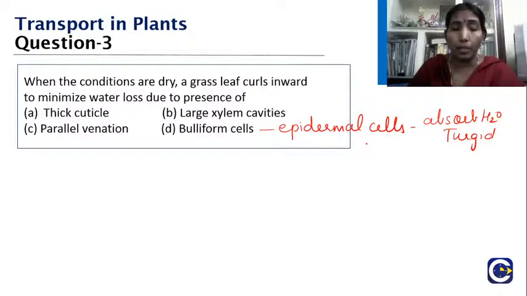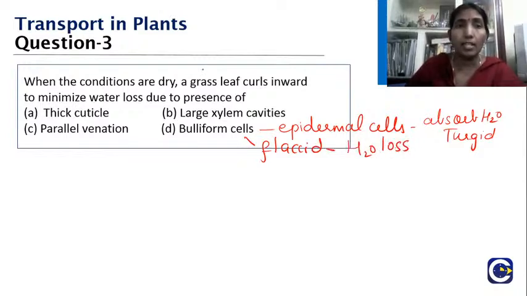But when conditions are very dry, when there is water scarcity, what will happen? The bulliform cells become more flaccid because of the water loss, and that is the reason for the curling up of the grass leaf to minimize the water loss. So these two things will not fit into the option. Students, you will make a mistake between the thick cuticle and the bulliform cells. Now I am asking you about the grass, and the thick cuticle is a xerophytic sort of adaptation, so we don't take this into consideration.